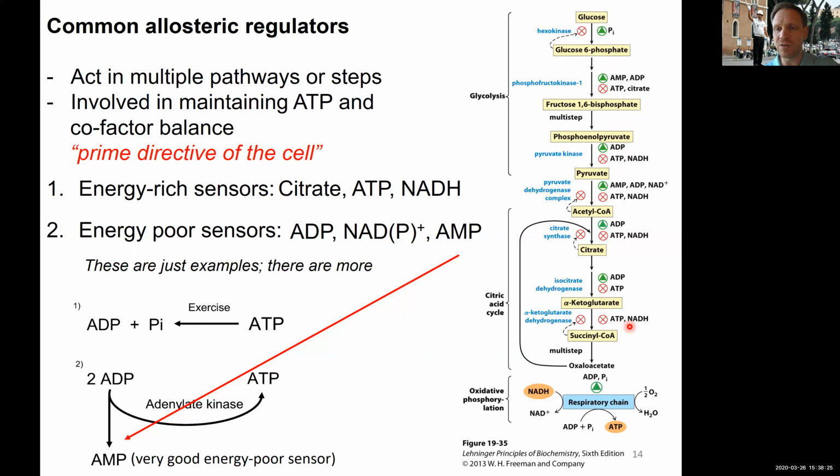So let's look at the first concept. How is allosteric regulation actually achieved? All right. So there are two different kinds. It can be inhibition or it can be activation.